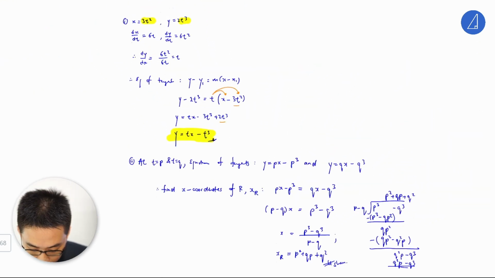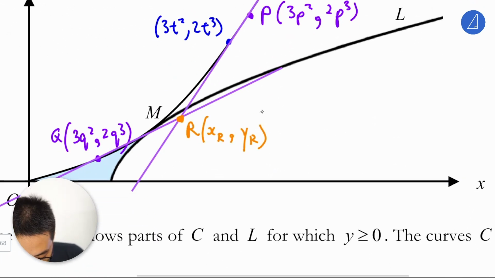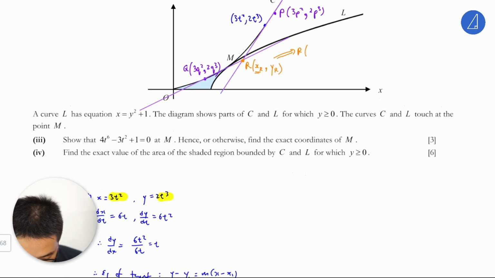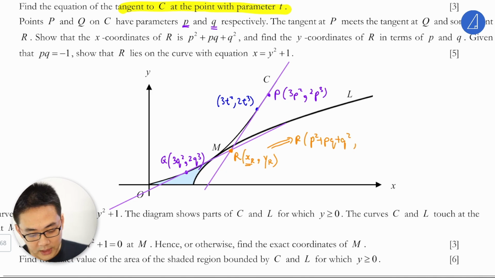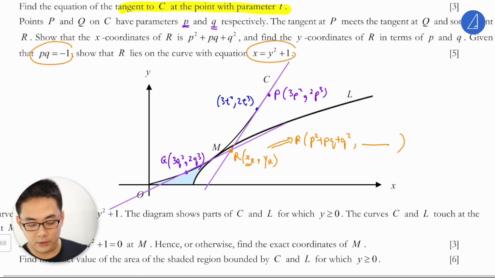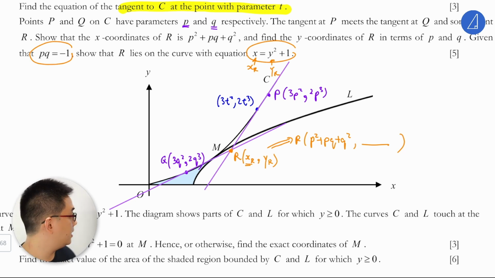Now just have an idea that this R here, we already found out what our xR is. So you get this as p squared plus pq plus q squared, right? Now the most sensible thing is to just find what is yR, because you want to show that given that pq is -1, show that R lies on this curve. So you can essentially sub this xR in, and this yR inside here. Then you should satisfy the equation. So that's the whole idea there. You can show just like that because you're given the equation.